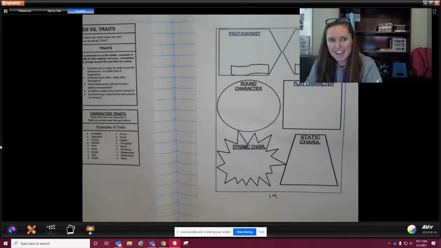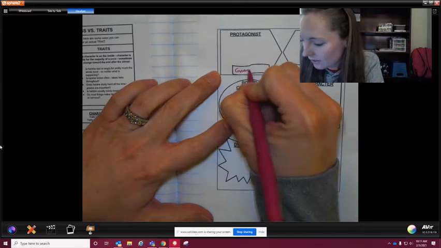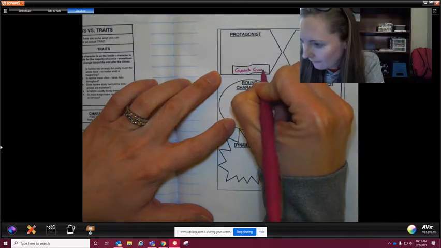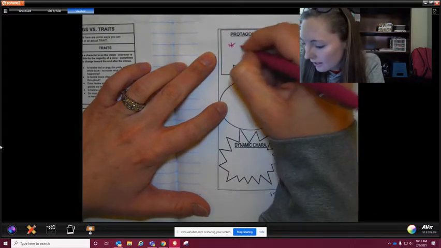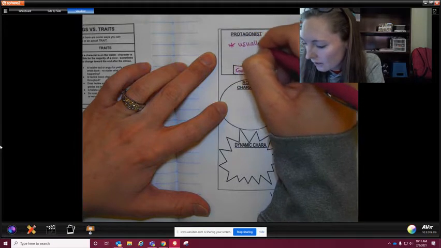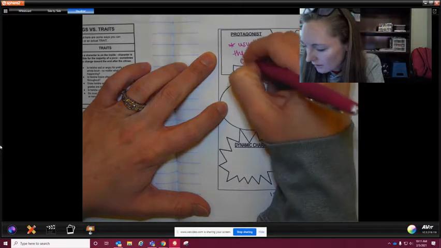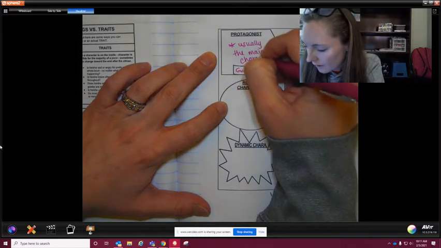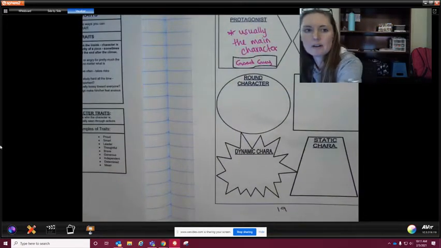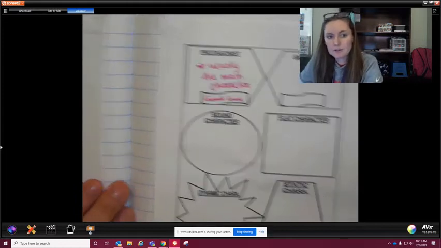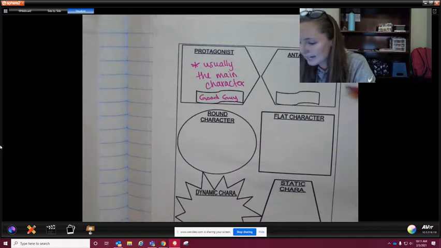All right, so protagonist. Protagonist is the good guy. Okay, so I'm going to write good guy. This person, they're usually the main character. Okay, so I'm going to write that. Usually the main character. And they are the good guy in the story. All right, I can zoom in on that so you can see it a little bit better. And if I go too fast, you can always pause and look at that way as well.